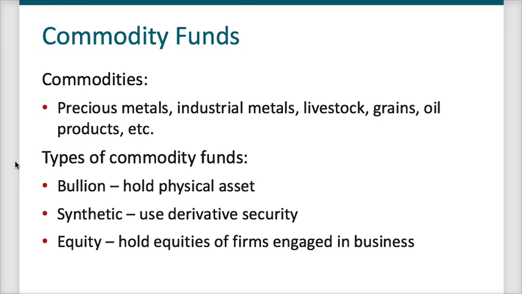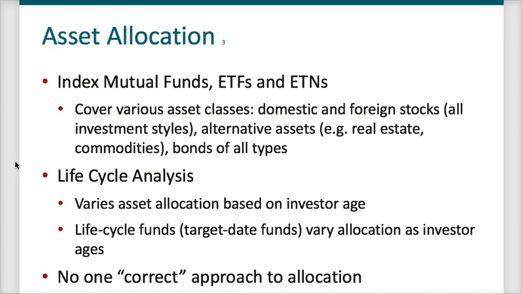Some of these funds could be a bullion fund that holds physical assets like gold, or a synthetic fund, which could use derivative securities. A synthetic commodities fund isn't going to actually hold the physical assets, but it will hold a synthetic contract that represents the value of the assets. And there are equity funds, which hold stocks of firms that engage in the business. For example, if it was gold, it could be a group of gold miners. So this is a way to build commodity funds or even commodities within an asset allocation.